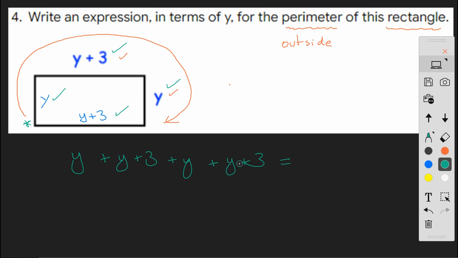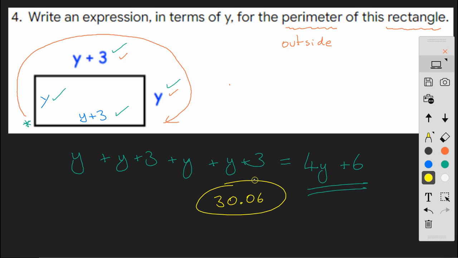Y plus y plus y plus y. So that's 4 lots of y. We've got a 3 and a 3. So there we have it, 4y plus 6. If you want to go onto Century and practice some similar exercises where we're overlaying a little bit of algebra on top of knowledge about perimeter, then 30.06 is the one for you.